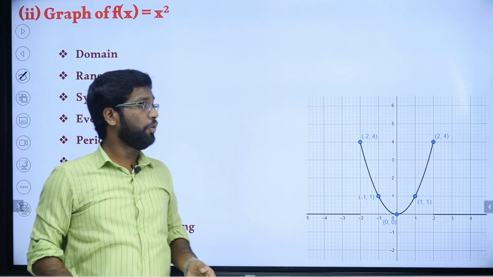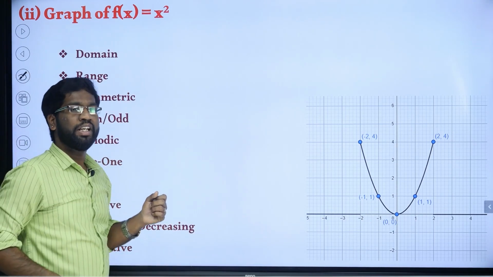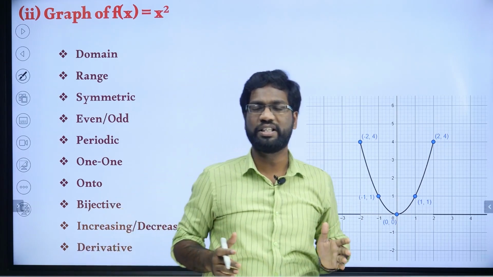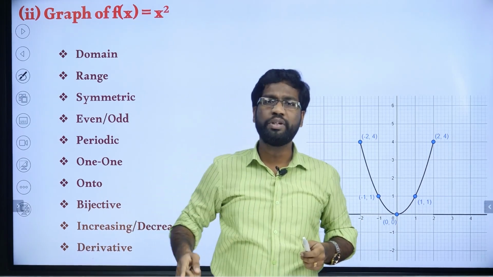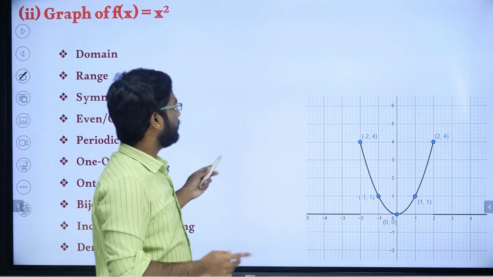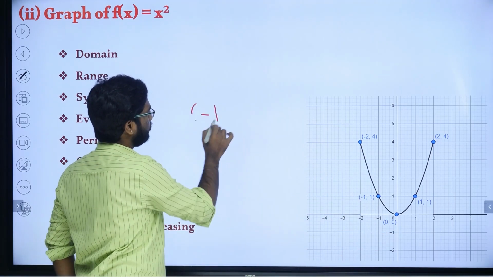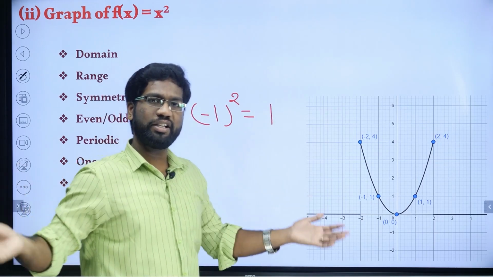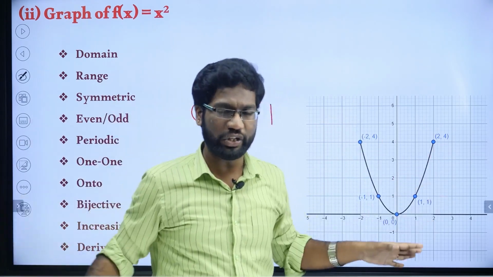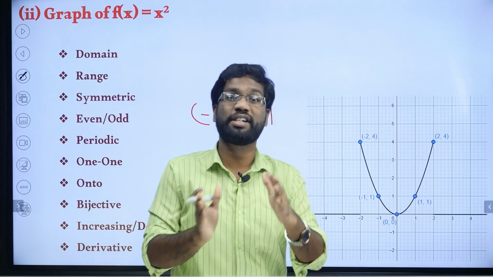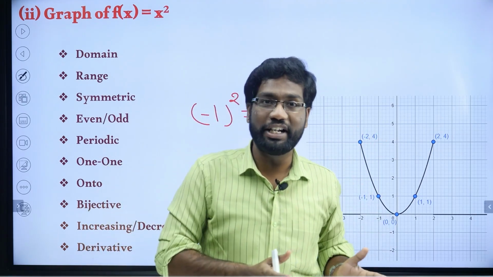So now we have to find the domain. Are any values restricted for x square, my dear students? Whatever value I give, it is going to give me a result. There is no issue, right? If I give -1 and square it, it gives me 1. Even if I take 100 or -1000, any value, it is going to give me a value, because it is not undefined.